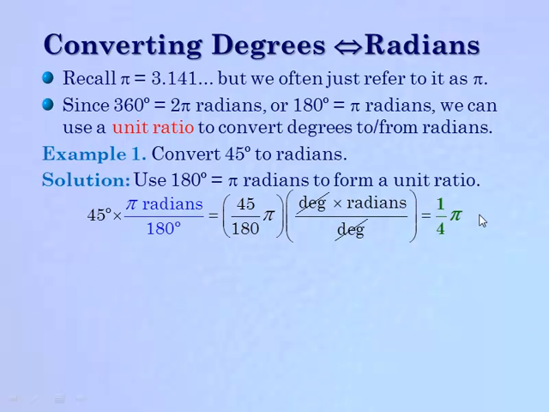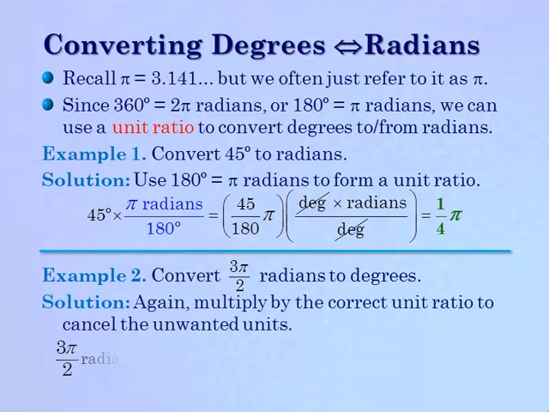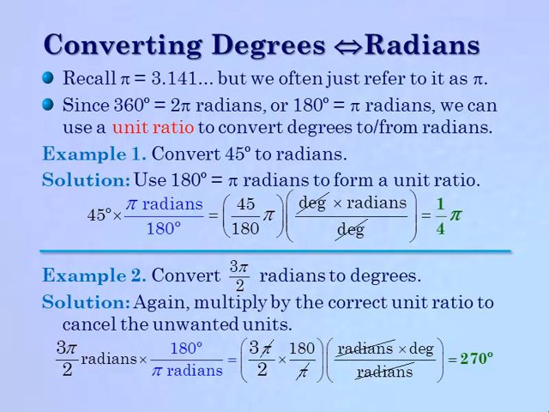Example 2 says let's go the other way. Convert 3 pi over 2 radians, 3/2 pi radians, to degrees. Again, we'll simply multiply by the correct unit ratio to cancel the unwanted units. So in this case, you'll notice that we put the degrees on the top and the radians on the bottom because we want the radians to cancel. And so we group the values together, and this time the pi's will cancel. So we'll have 3 times 180 over 2 degrees, which is equal to 270 degrees.